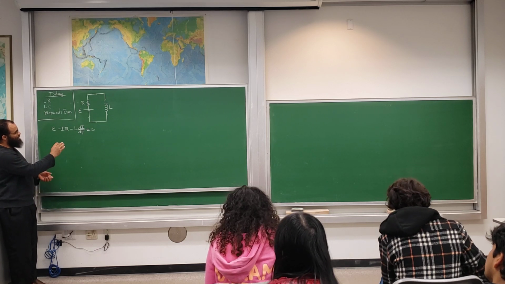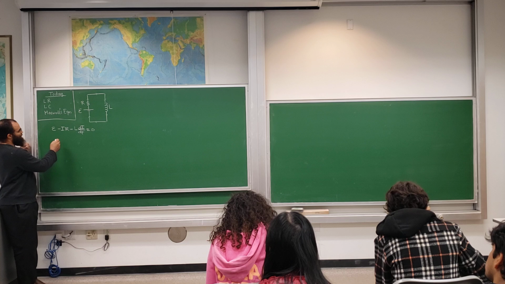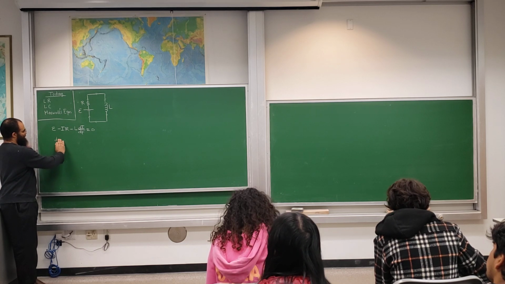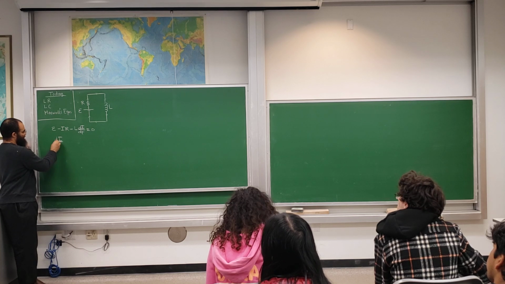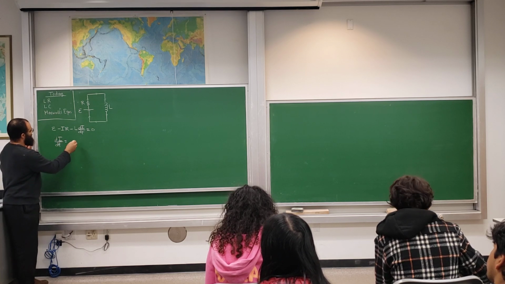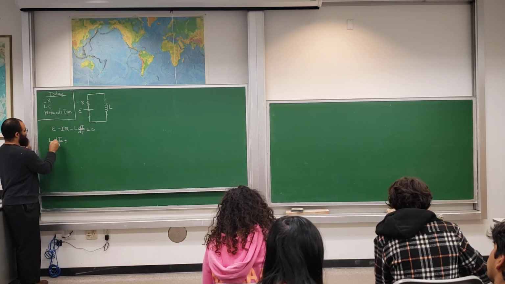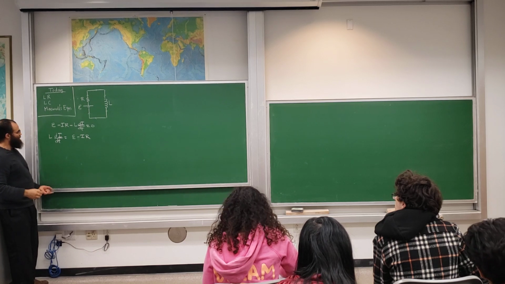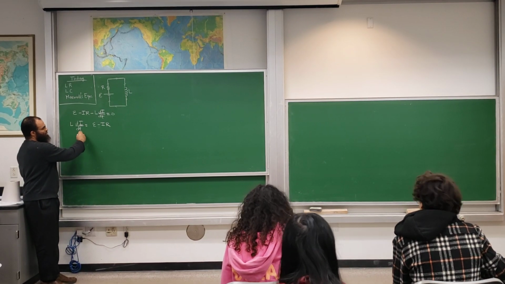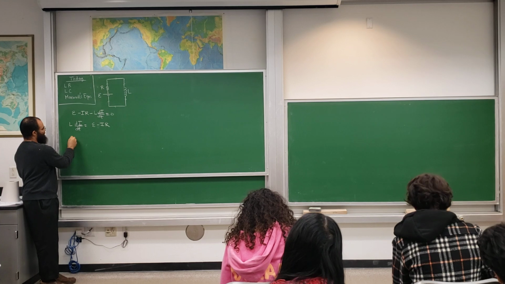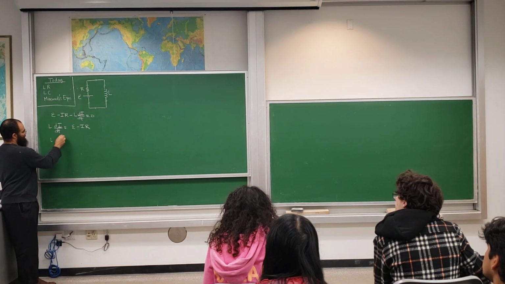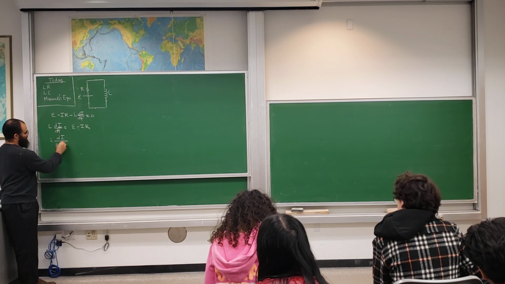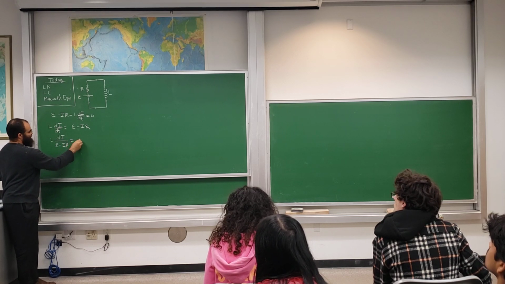We solve by keeping dI/dt on one side and everything else on the other side. So we have L dI/dt is equal to E minus IR. Then we multiply both sides by dt and divide by this. So we have L dI divided by E minus IR is equal to dt.